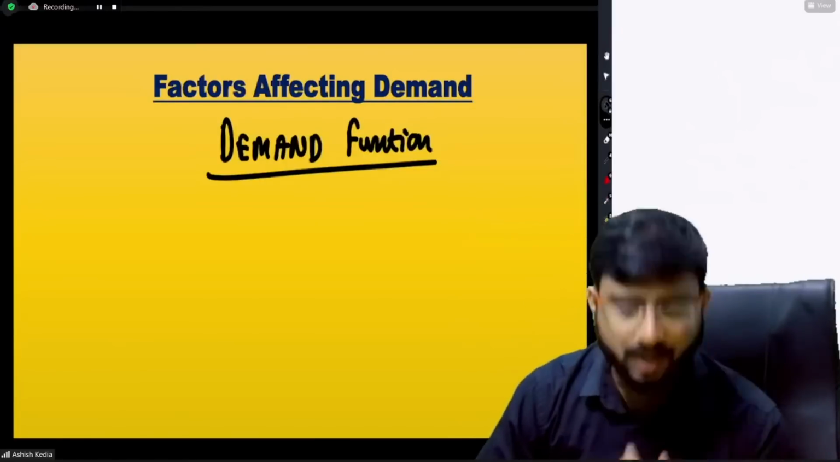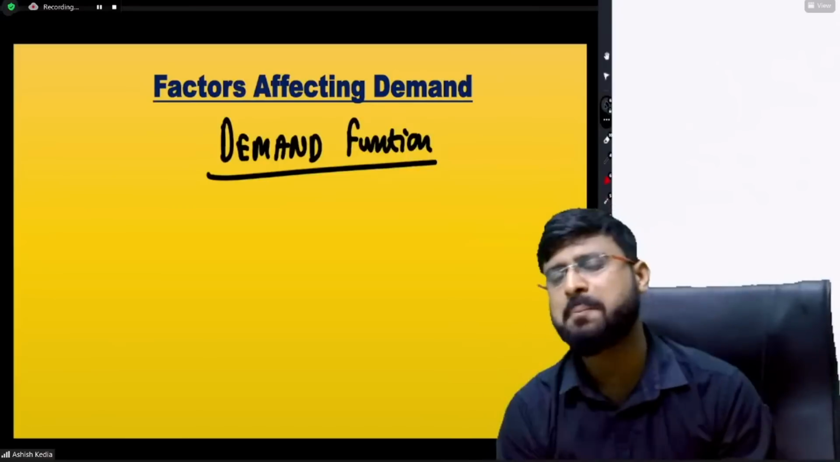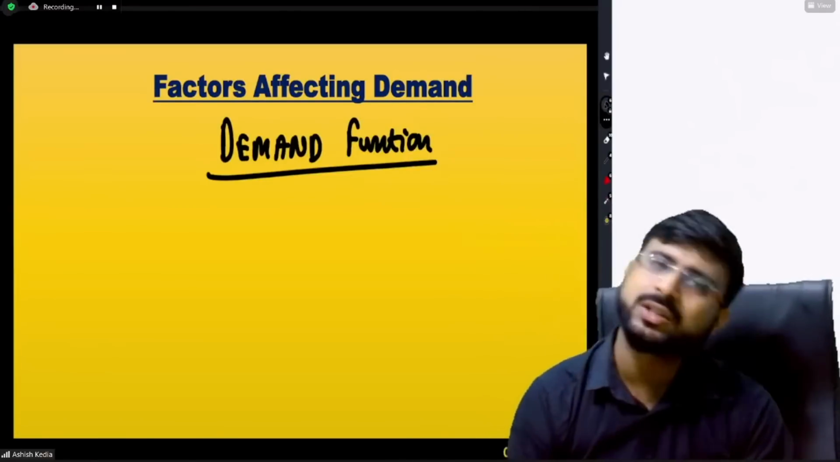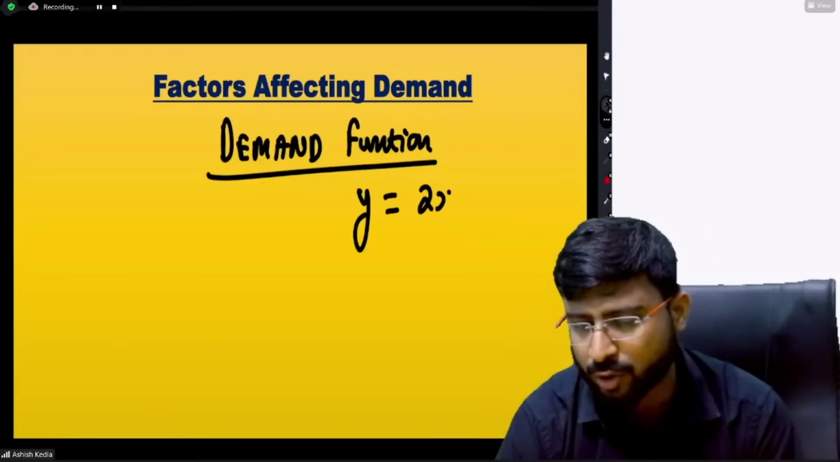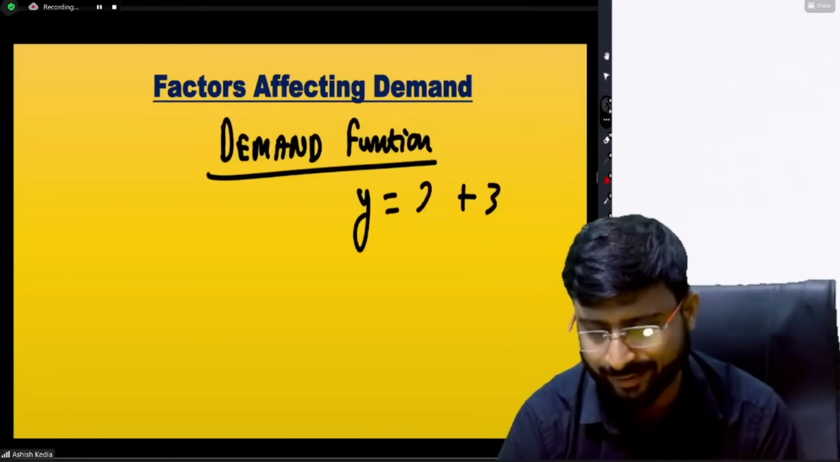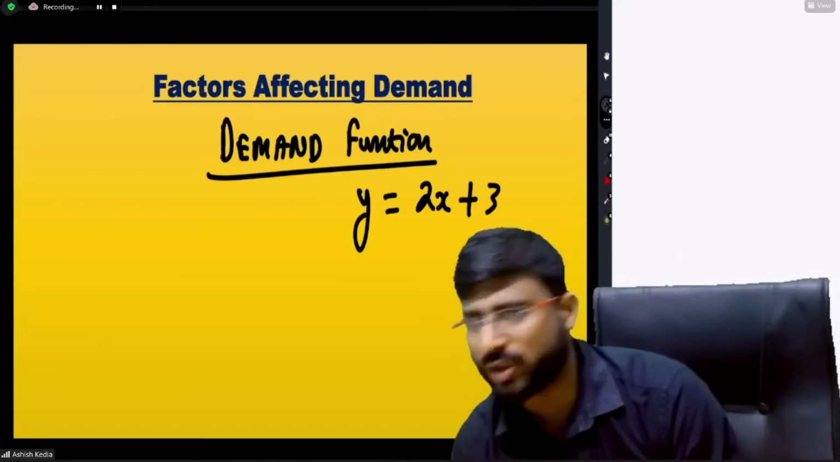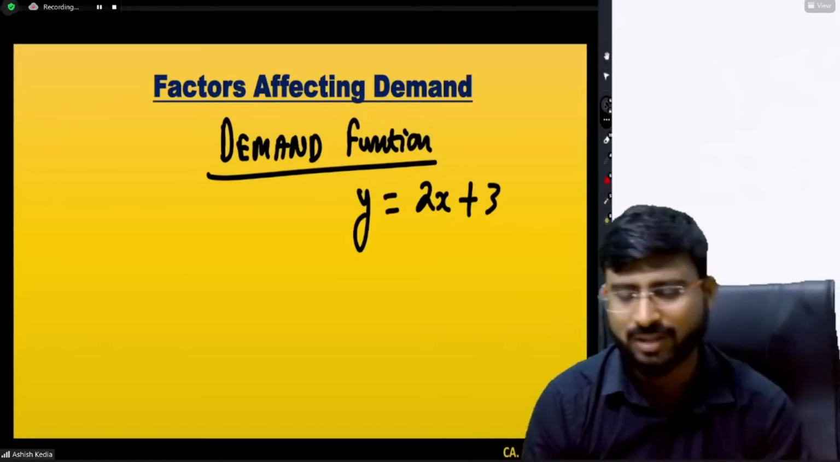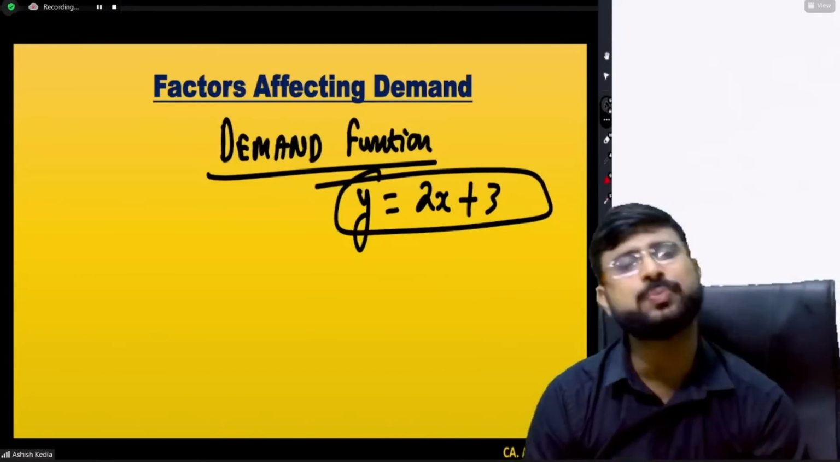Great. Demand function. Let me give you a maths example so that you understand the demand function. Suppose I write y equals 2x plus 3 as an equation, everyone. I've written y equals 2x plus 3.